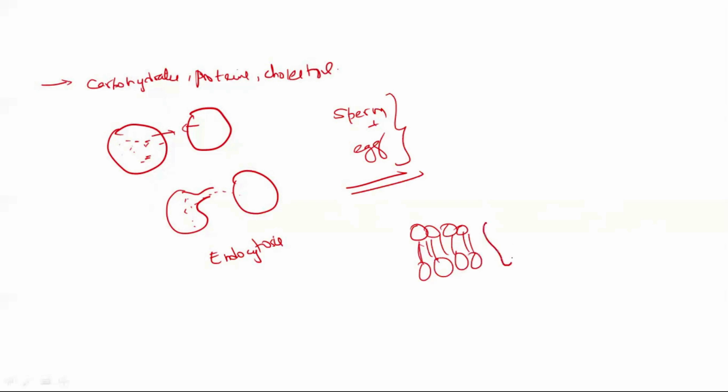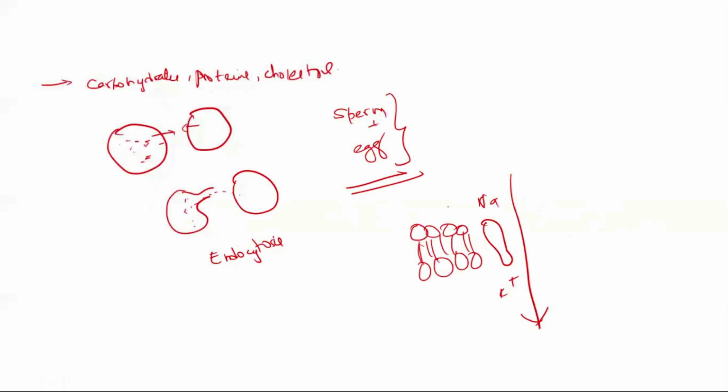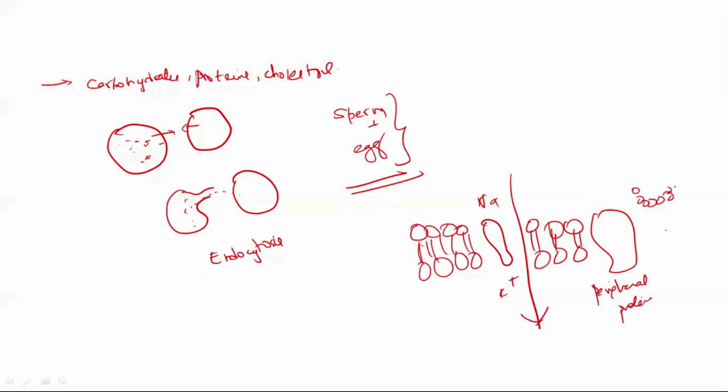There are specific channels, like the sodium-potassium channel, which only helps in transport of specific materials. Then you also have channels for peripheral proteins, and you have glycoproteins, which are over here. Then you might have cholesterol over here. So basically, it is a mosaic pattern. There are different kinds of things present inside the cell membrane.